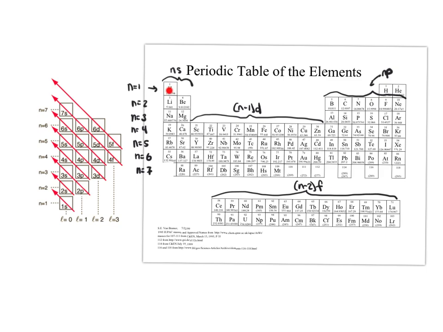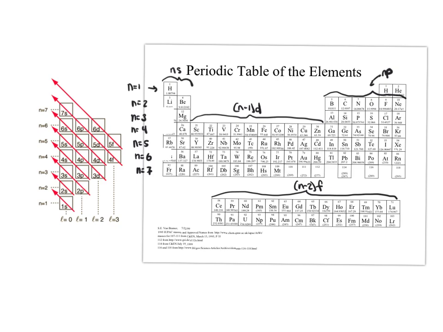So we go 1s, 2s, 2p, 3s, 3p, 4s, 3d, 4p, 5s, 4d, 5p, 6s, 4f, 5d, 6p, 7s, 5f, 6d, and then we don't have any more elements.